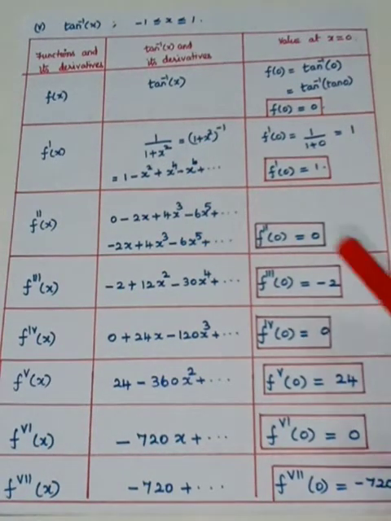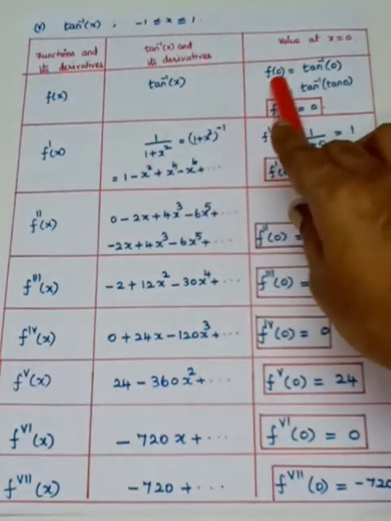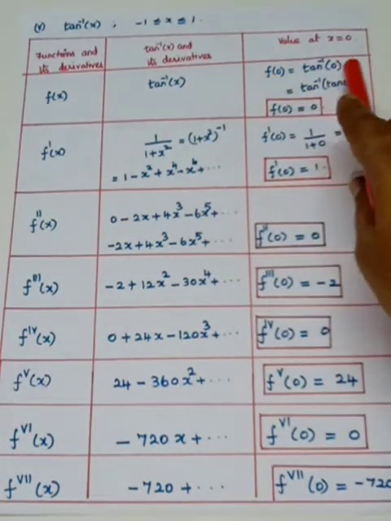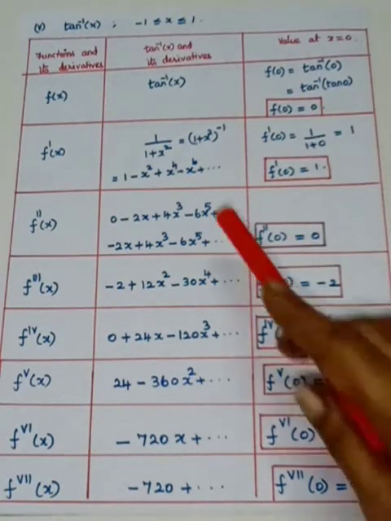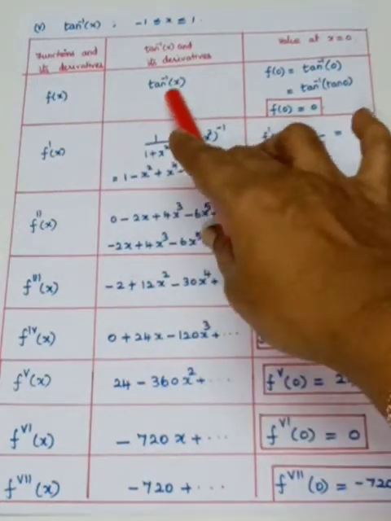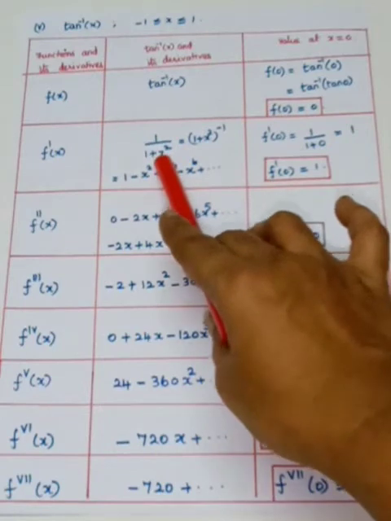You take tan inverse of x, that is f of x. So you have to find out f of 0, that is tan inverse of 0. So tan inverse and tan get cancelled, your answer is 0. Next, you have to differentiate tan inverse of x, that is 1 divided by 1 plus x squared.